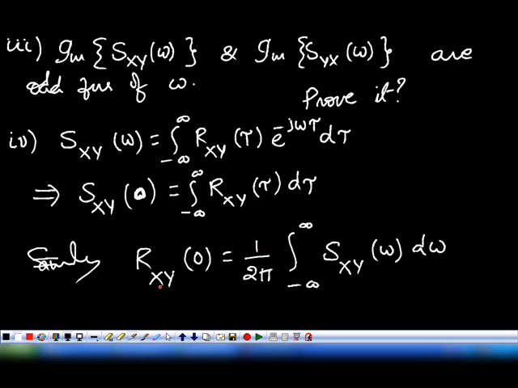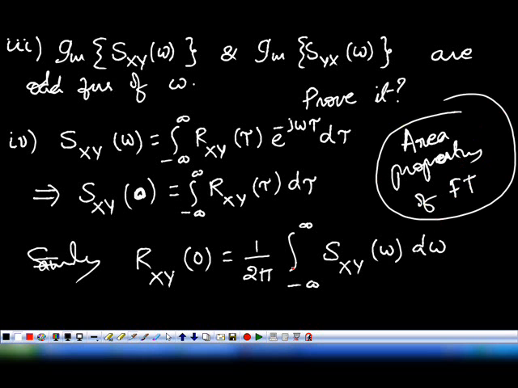Actually, this property is called the area property of the Fourier transform. I think you might have studied the area property. Similarly, if you replace this with Syx, again you will get the same equations: Ryx, Syx.